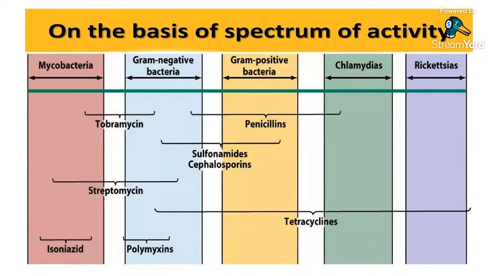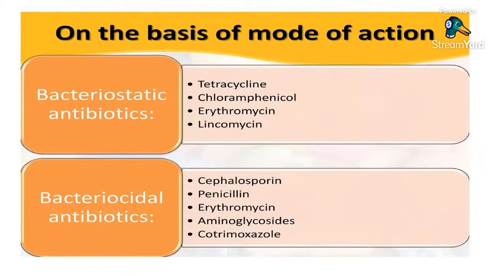Next, on the basis of spectrum of activity, there are four groups: mycobacterium, gram-negative bacteria, gram-positive bacteria, and clindamycin and rickettsia. First, mycobacterium is further classified into tobramycin, streptomycin, isoniazid, and polymyxin. Gram-negative and gram-positive bacteria: penicillin, cephalosporin. Then gram-negative, gram-positive, and rickettsia are further divided, with tetracycline.